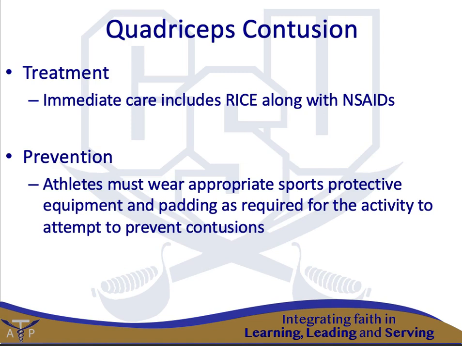For treatment, we want to make sure we rice along with NSAIDs to decrease that pain and inflammation. Prevention, other than wearing appropriate sports equipment, there's not much that we could do to prevent, but we know that if they do have a quadriceps contusion, we do want to put some extra padding in the area when they go back into play just to help prevent another one from occurring.